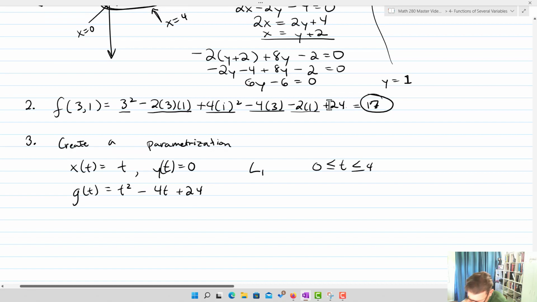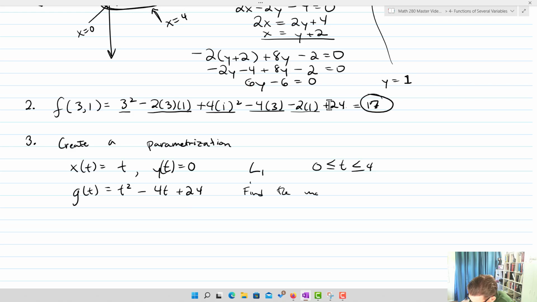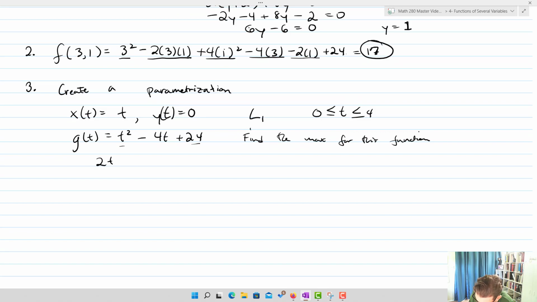So, given that that's the case, what I need to do is find the max for this function. If you remember from single variable calculus, how we do that is we first find its critical points. Okay? So g prime of t equals 2t minus 4, and we'll set that equal to 0. So 2t is equal to 4, so t equals 2. So when t equals 2, we have some kind of critical point.